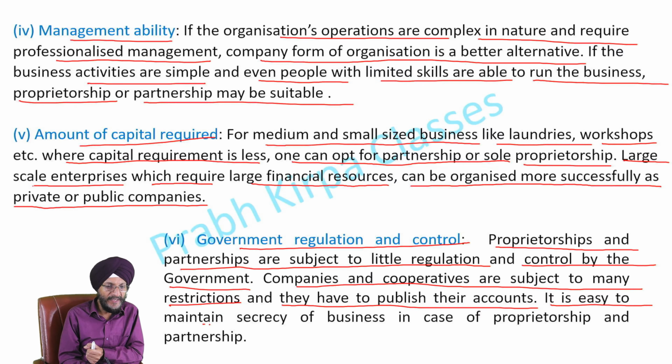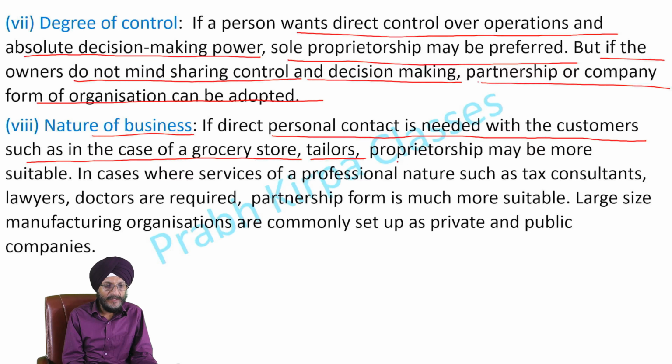Nature of business. If direct personal contact is needed with the customers, such as in the case of a grocery store, tailors, proprietorship may be more suitable. In the case where services of a professional nature, such as tax consultants, lawyers, doctors are required, partnership form is more suitable. Large size manufacturing organizations are commonly set up as private or public companies.